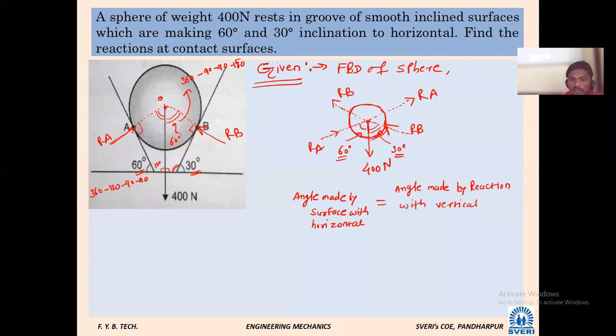That reaction should be related to that surface only. You should not take any other reaction. You remember this as well. So here vertical, here horizontal. This is a thumb rule. We should know this thumb rule. So here reaction, here surface. Angle made by surface, angle made by reaction. So if the surface makes a certain angle with the horizontal, then the reaction will make the same angle with the vertical. You remember this.